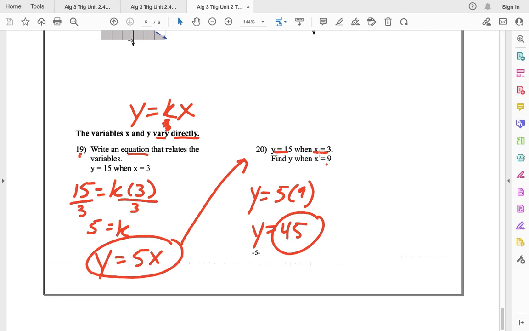I did this on purpose. I made this because I want you to understand that I want you to use your work from number 19 to do 20. 20 is saying, hey, same information here. Find y when x is 9. You're going to use that equation. That's the whole point of finding the direct variation equation, to be able to utilize it to do this guy. So you're going to plug in your x is 9 here, and then we're going to do 5 times 9, and we're going to get 45, because that's what y is when x is 9.